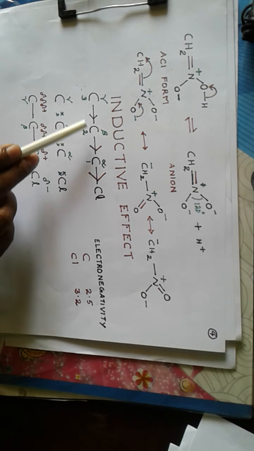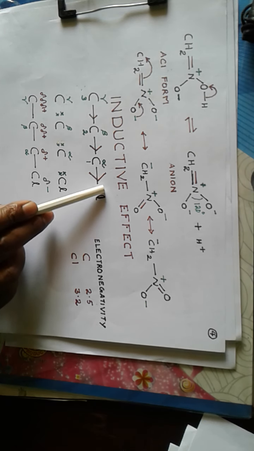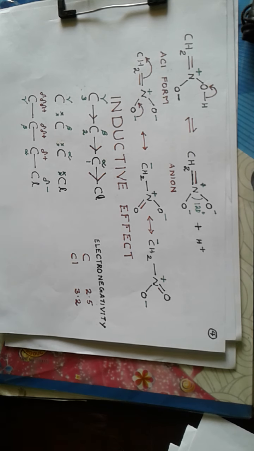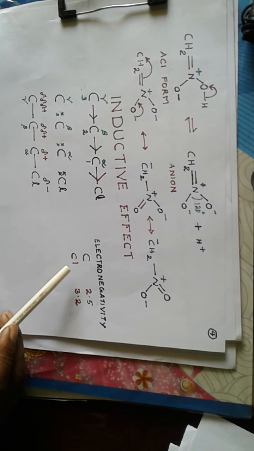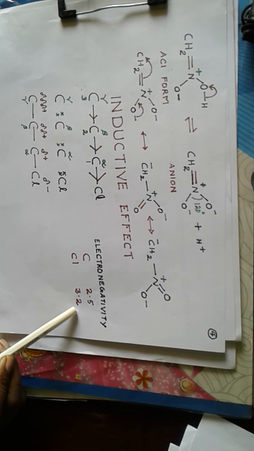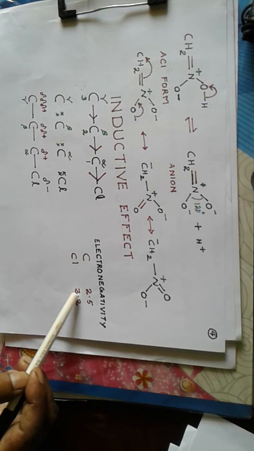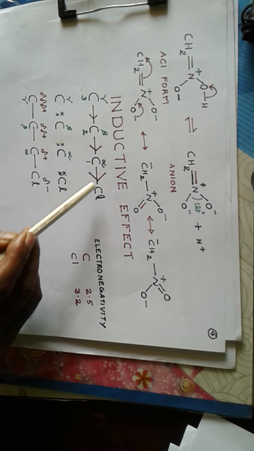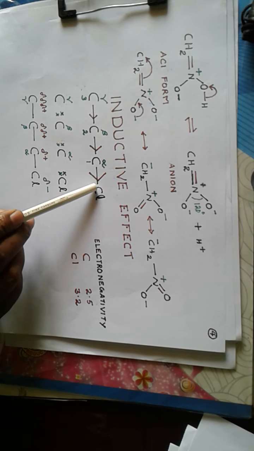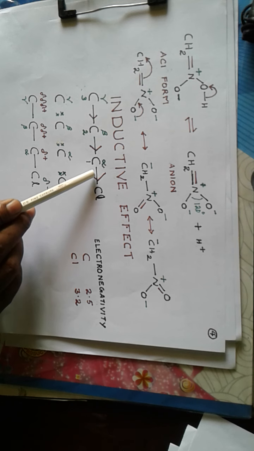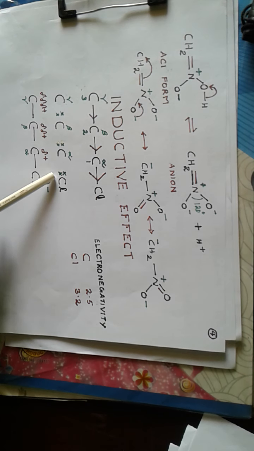Consider a carbon chain, a chain of carbon atoms connected to an electronegative atom, that is chlorine. The electronegativity of chlorine is 3.2 and that of carbon is 2.5. Due to this electronegativity difference, the electron pair between carbon and chlorine will be slightly shifted towards chlorine, as shown in this figure.